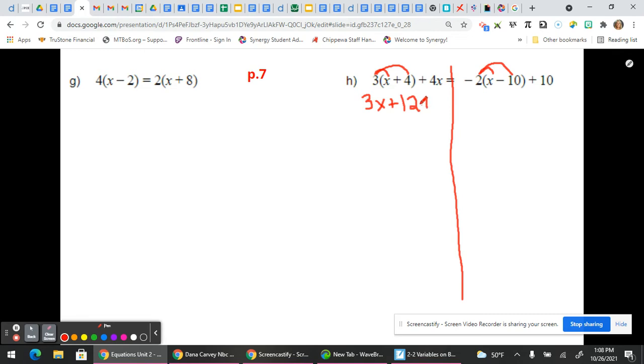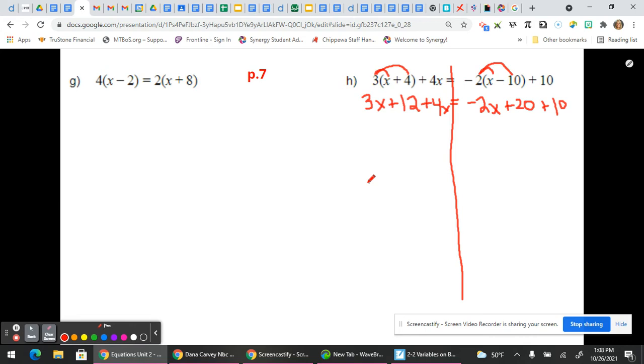Over here, I've got a plus 4x. So right now, that is balancing to equal negative 2 times x is negative 2x. Negative 2 times the subtracting 10 is a plus 20. And don't forget at the end here, I've got a plus 10 waiting to be used. So I have now distributed, got rid of my parentheses.